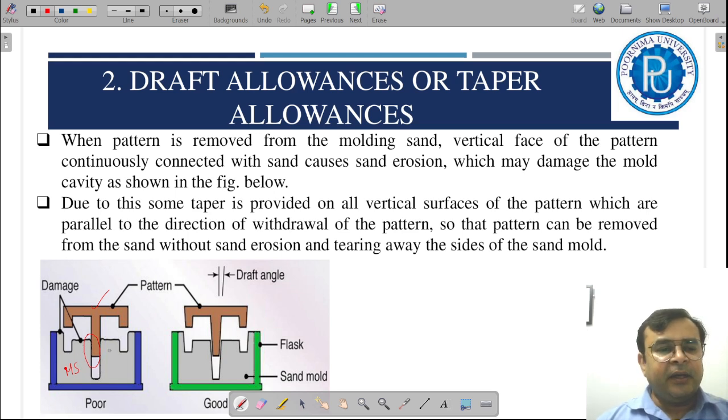Is it right? To prevent this collapse, we need to create a contact break between the pattern and the molding sand. Then how will we create it? Obviously it is done by providing a taper on the flat surface. Is it right?